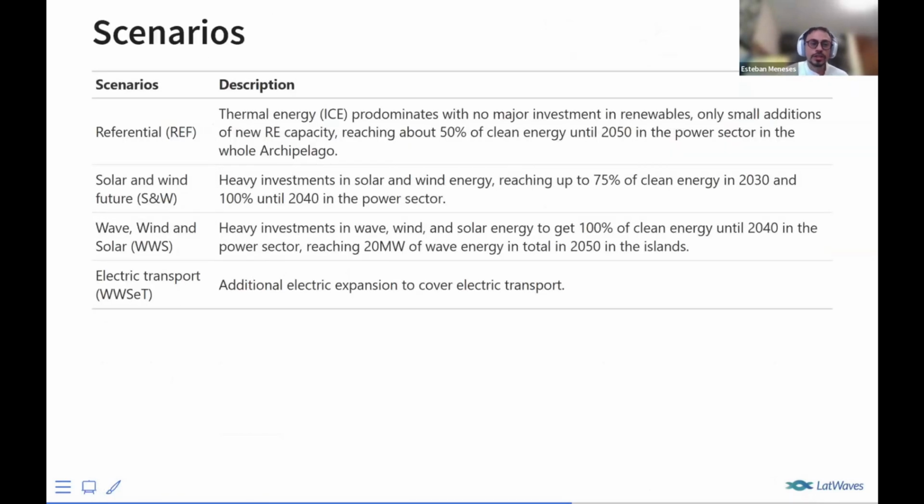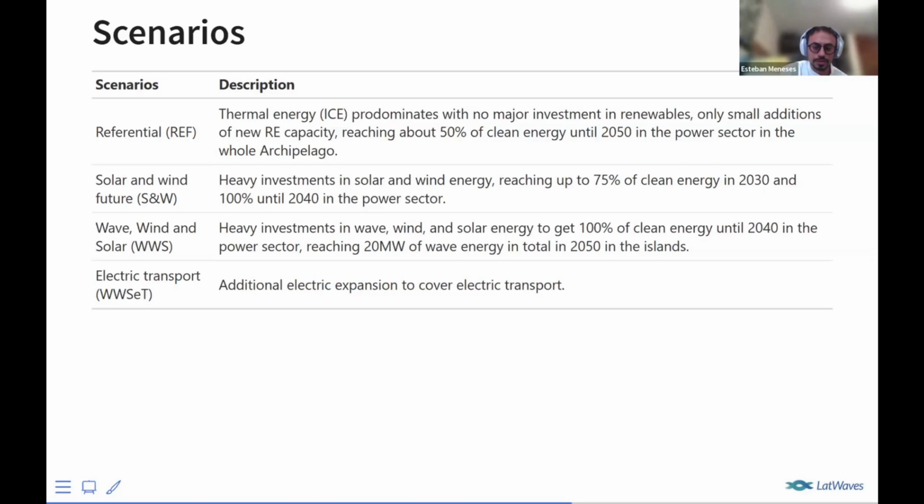For scenarios, we considered four scenarios. The referential scenario, where thermal energy predominates with no major investment in renewables. The solar and wind future, with heavy investment in solar and wind energy. The wave, wind, and solar scenario, with heavy investments in wave, wind, and solar energy, reaching 100% clean energy by 2040. And the electric transport scenario, which comes from the previous scenario, but with additional electric expansion to cover electric transport.